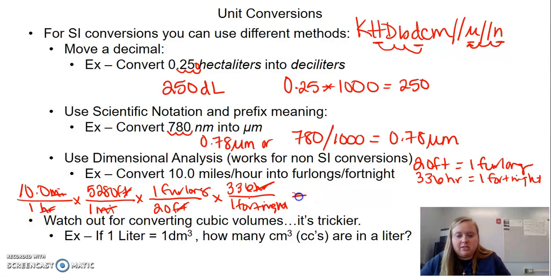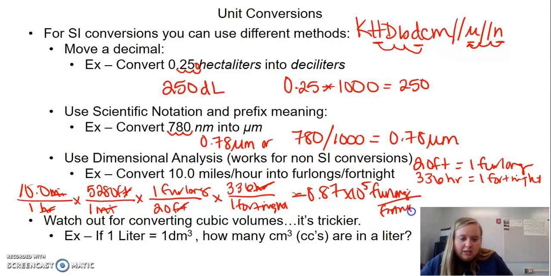And then with dimensional analysis, you just multiply across the top. So 10 times 5,280 times 1 times 336 divided by everything at the bottom. So divided by 20, and you end up getting 8.87 times 10 to the 5th furlong per fortnight. So it's important to remember when you're doing this dimensional analysis that whatever unit's on the top needs to go on the bottom of the next section. And following sig figs, 10.0 has 3, so my final answer also has 3.